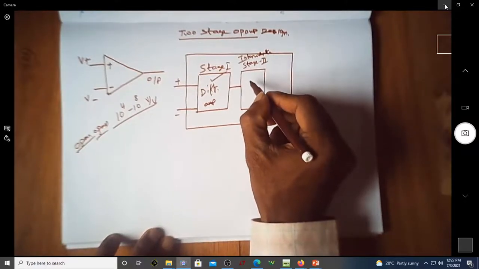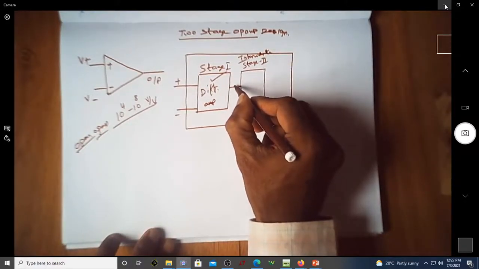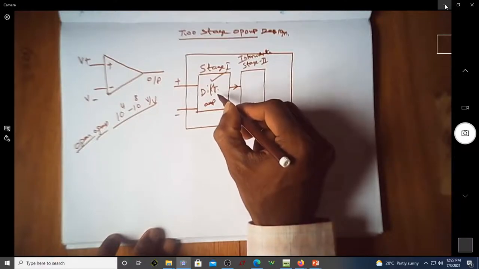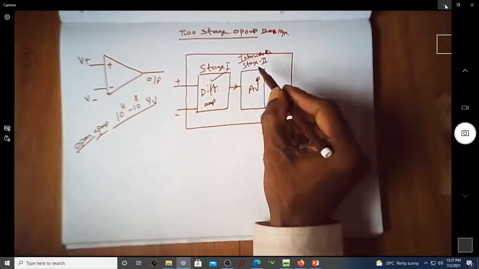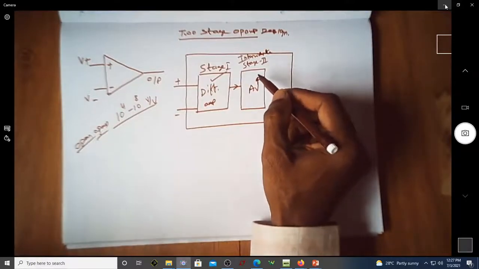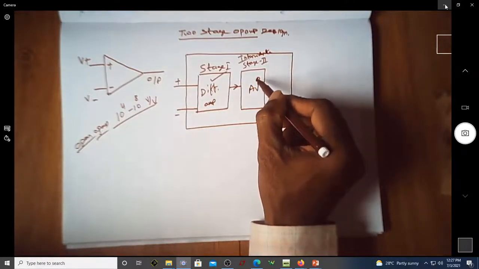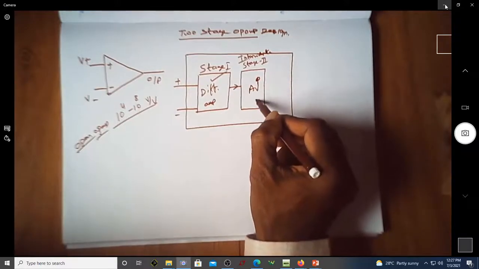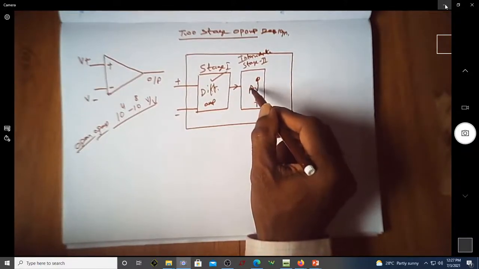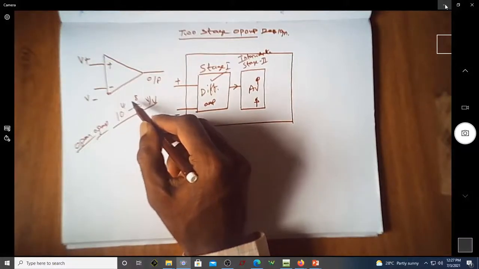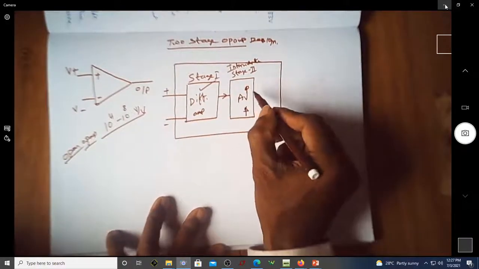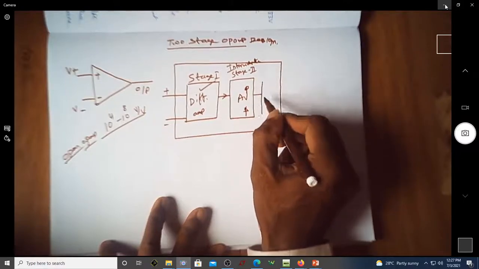Their role is to accept the single-ended output from the differential amplifier and to increase the gain. The role of this intermediate stage, which can have n number of stages, is to boost the voltage gain of this amplifier, because we are looking for an open loop gain in the 10 power 4 to 10 power 8 range. And finally we are going to have a final stage.